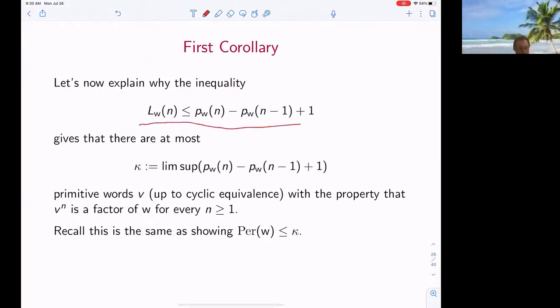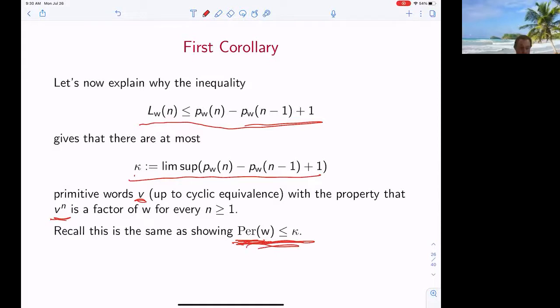So let's see why this inequality gives us that there are at most kappa primitive words up to cyclic equivalence with this property. In particular, that's showing for an automatic word, there are only finitely many primitive words that occur to arbitrarily high powers in the automatic word. And I'll just make a remark that by definition, being cyclically equivalent is the same as having the same set of factors. So this is the same as saying the periodic set of W has size less than or equal to kappa.